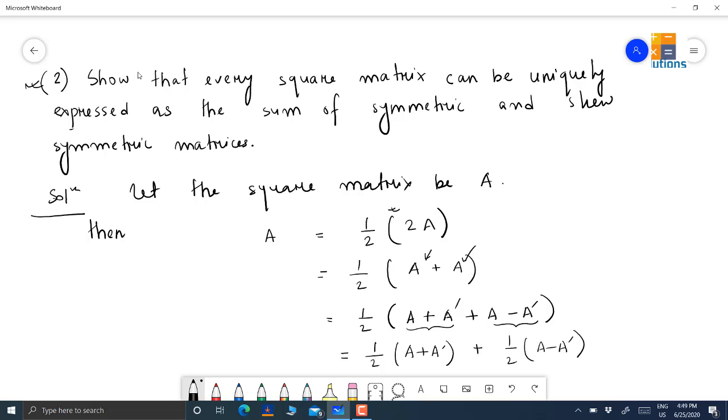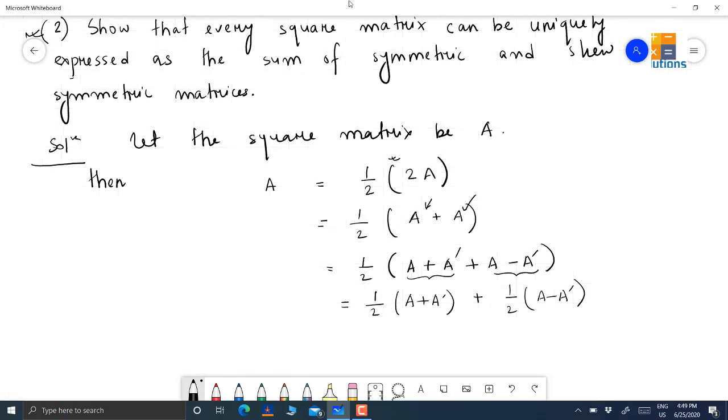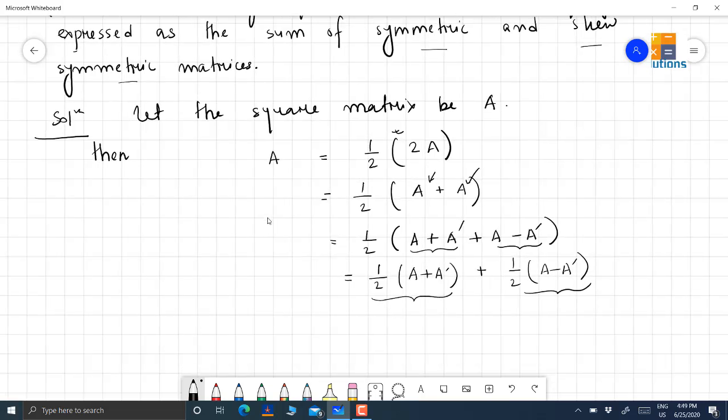Now, to prove individually that a square matrix can be uniquely expressed as the sum of symmetric and skew symmetric matrices, I have to show that this is symmetric and this is skew symmetric. In what way can it be shown? Let us check.